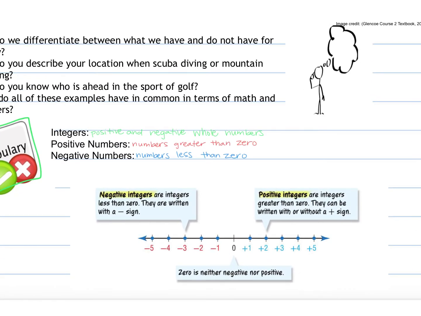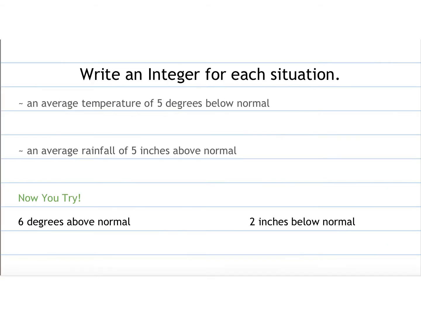Also write down this number line. We've got 0 in the middle, positives to the right, negatives to the left. This is a very important thing to note, so make sure you write that down: 0 is neither negative nor positive. Positive integers are greater than 0. You can write them without a plus sign, so normally we would just see our positive integers without that. However, negative integers will have the negative sign in front.